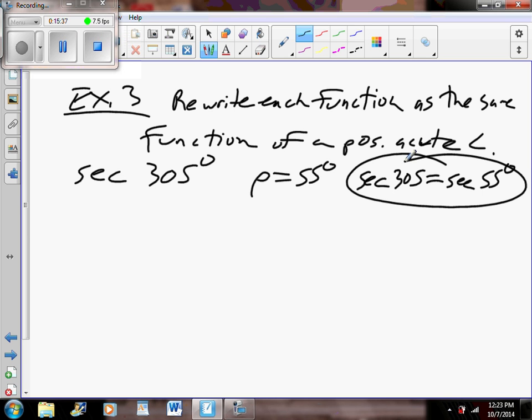Now, sine of 11 pi over 6. An acute angle is going to be between 0 radians and pi over 2 radians. Which quadrant are we in at 11 pi over 6? 4. In quadrant 4, is sine positive or negative? Negative. So I'm going to say a negative sine, because we're in quadrant 4. What is the reference angle? 30. Give me it in radians, because the problem is in radians. Pi over 6.